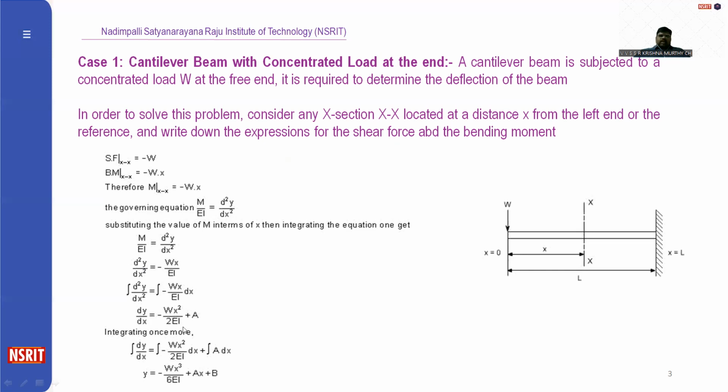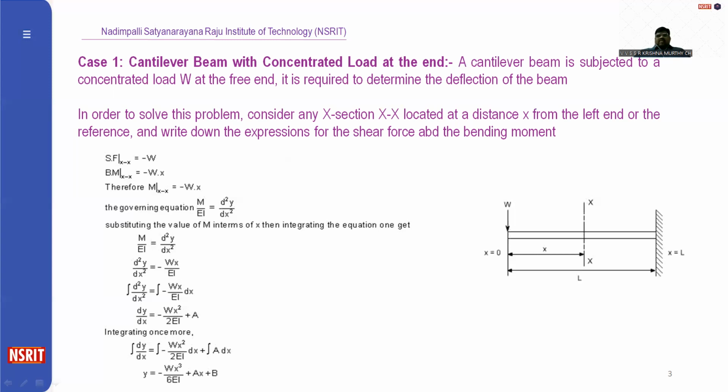On integrating the first time, I get the slope dy by dx is equal to minus W X square by 2EI plus A. We know that the integration of x dx is x square by 2, with the formula x power n plus 1 by n plus 1. On further integration, I get y is equal to minus W X cube by 6EI plus A X plus B, because the integration of x square is x cube by 3, so 3 into 2 is 6EI.